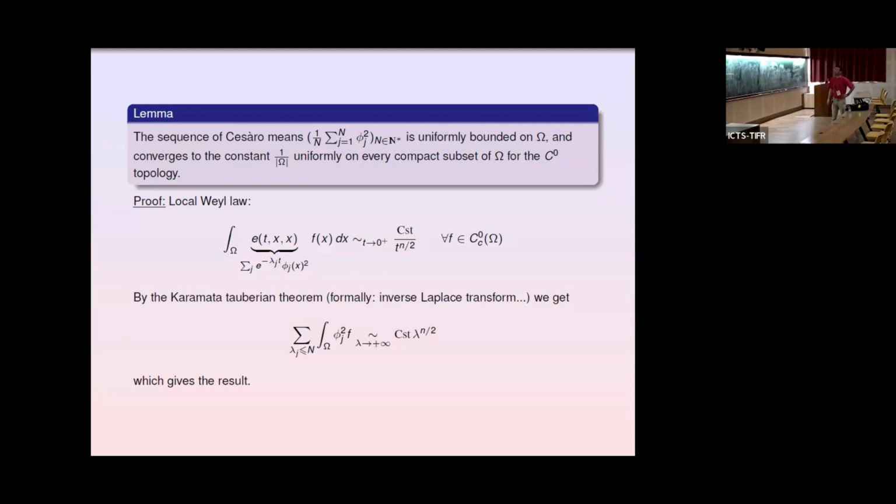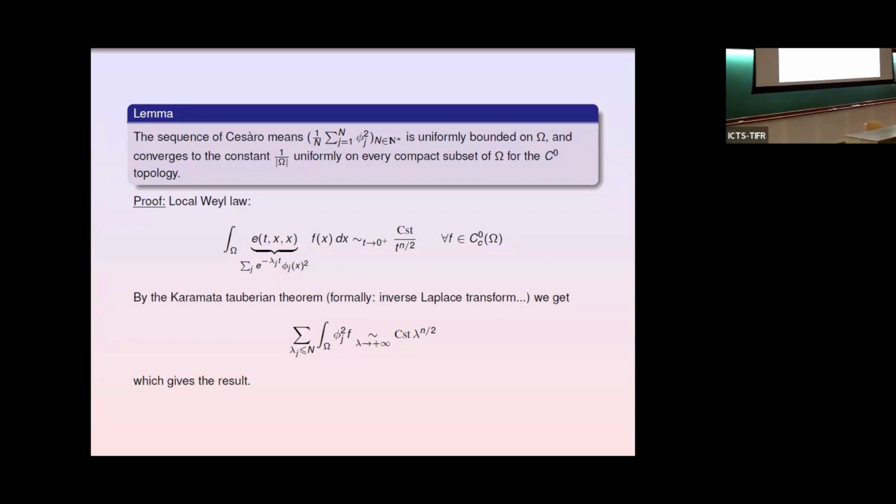So what you do have is, finally, that the sum over j of exponential minus lambda j t is equivalent as t tends to 0 to some constant divided by t to the power half of n, right? This is what you get. Oh, sorry, I forgot the integral of f phi j square. Sorry. What I wrote was valid for f equal 1.